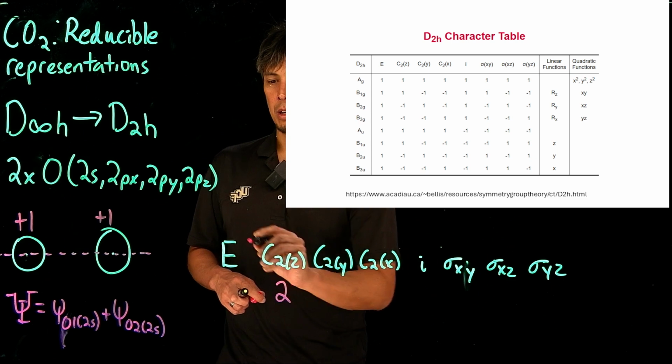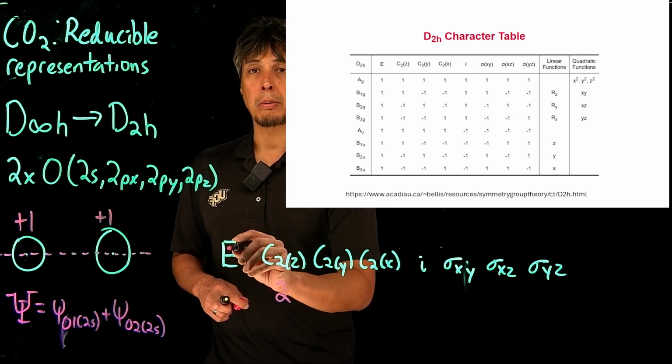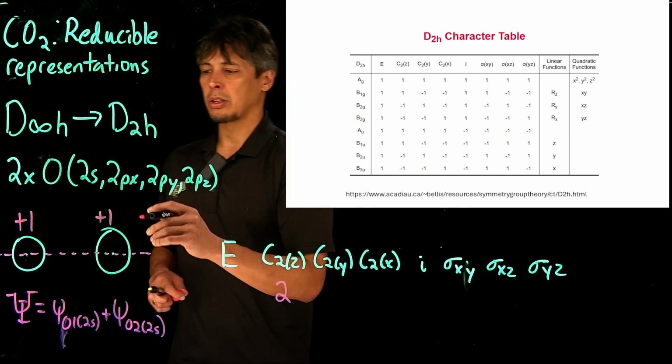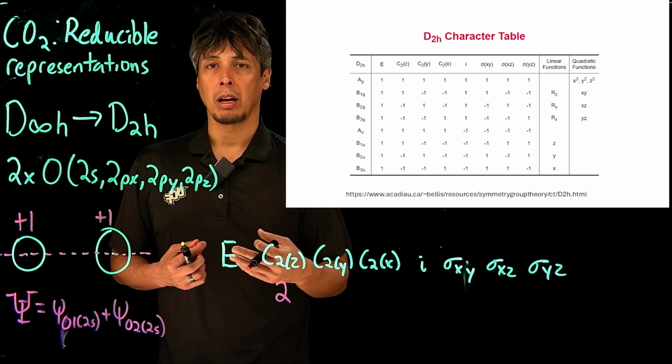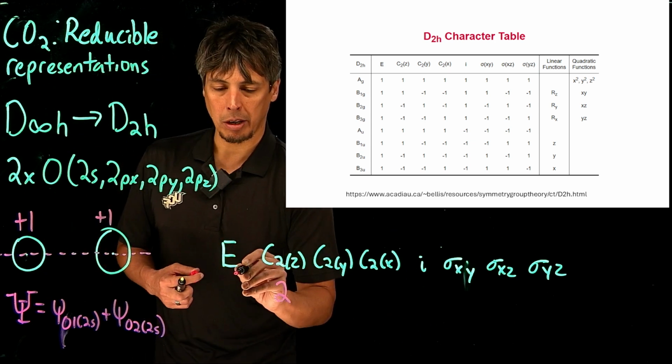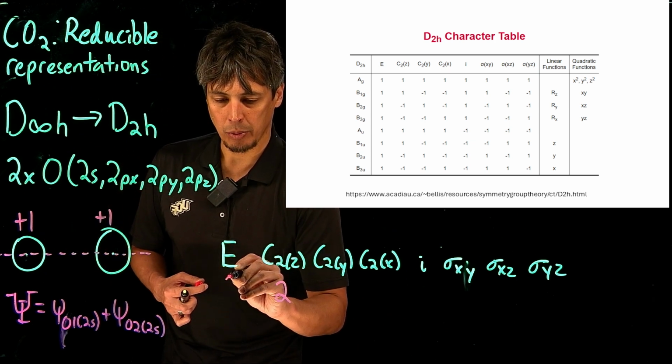Okay? I missed this symmetry operator here. So E is the identity element. And in an identity, nothing happens. It remains. And so that means both of the 2s orbitals remain in the same place. So that's also 2, okay?